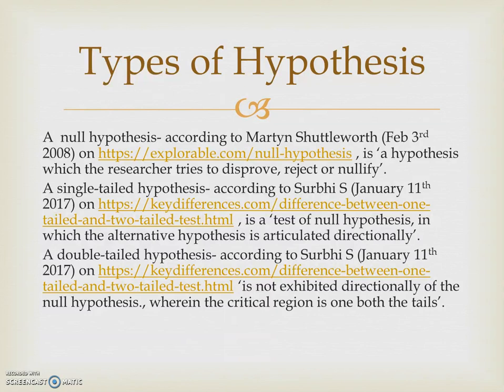A single-tail hypothesis, according to Serbies on January 11th, 2017, on keydifferences.com, is a test of the null hypothesis in which the alternative hypothesis is articulated directionally. A double-tailed hypothesis, according to Serbies again, on January 11th, 2017, on keydifferences.com, is an exhibited directionality of one of the null hypotheses, wherein the critical region is one or both of the tails.